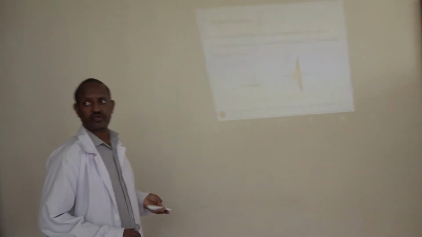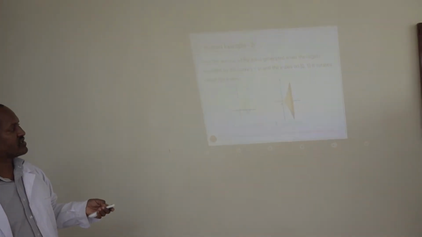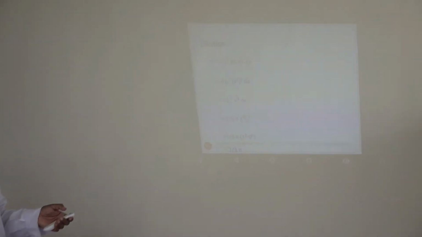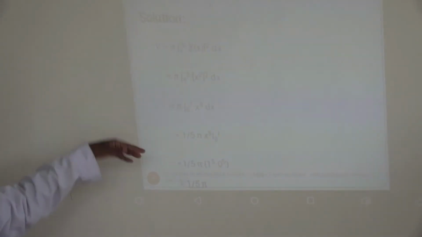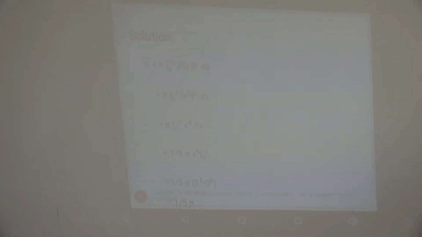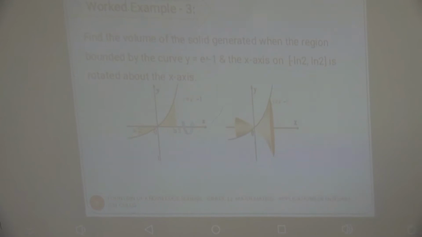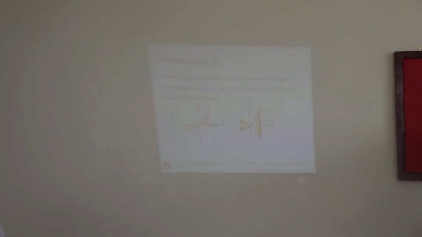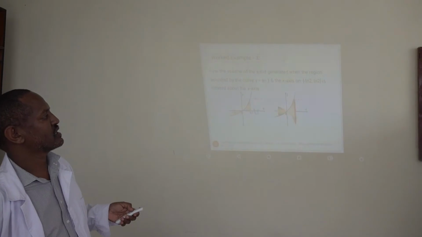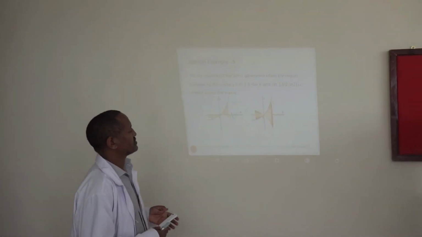Now let us pass to the third example. Okay, the solution of the first example looks like this one. This is in your slide, so you can refer to it from the slides. Now work the example question number 3. Find the volume of the solid of revolution when the region bounded by the curve y equals e power x minus 1 and the x-axis on the interval minus ln 2 rotated about the x-axis.